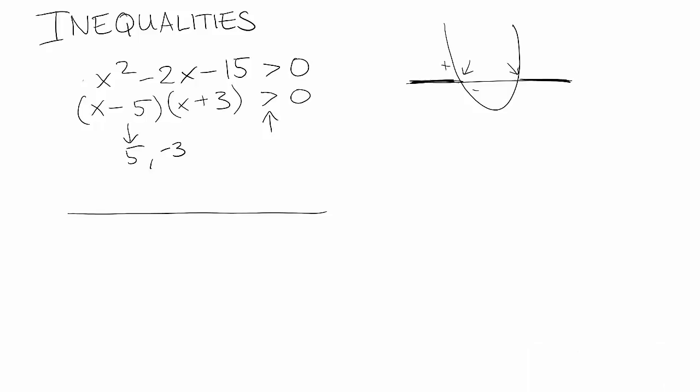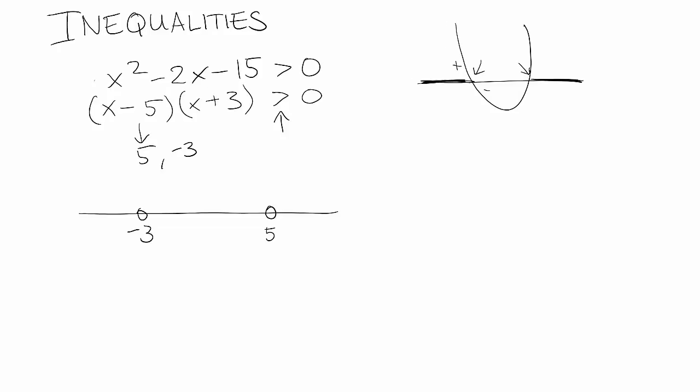I'm going to use open circles because it's greater than and not equal to. So let's explore what happens in this case. Well, you could just pick a point in each region. This region's up to negative 3, between negative 3 and 5, and above 5.